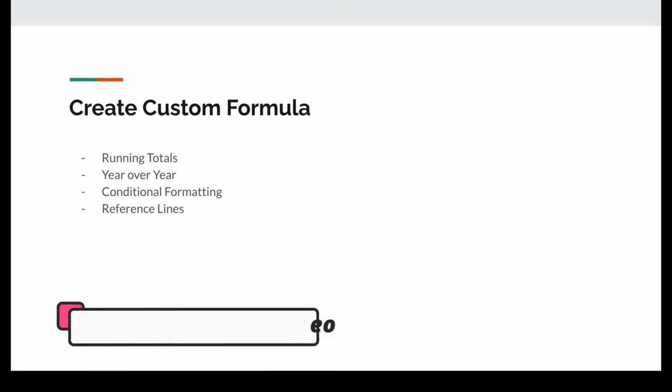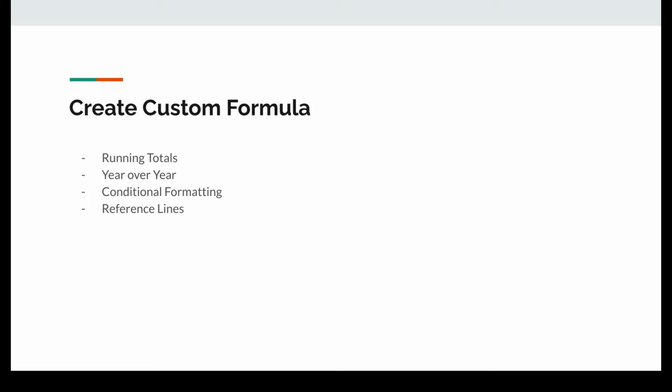The things that you see on this screen is something that you will use on every project. For example, we will cover running totals. We'll cover year over year change. We'll do conditional formatting. And then finally, we'll also cover reference lines. So I hope you are excited and let's get started.